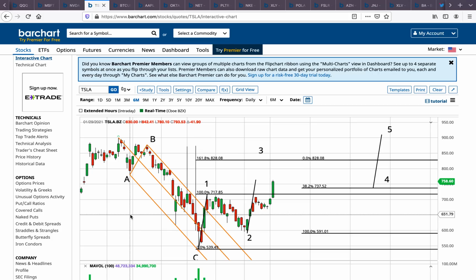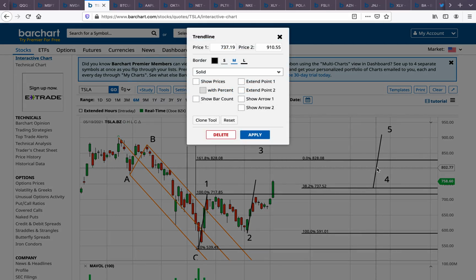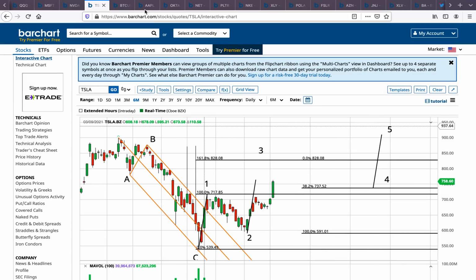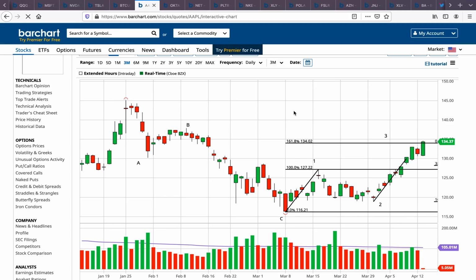Okay, so that's the Tesla count. Let's just say I really want to see this low of 667 hold as the low. We should see Tesla get above 828. Okay, that's a huge deal. That will confirm this is the wave 3 in progress. We'd be looking to buy a wave 4 dip, and then we take the length of wave 1, place it at wave 4, and then there would be no way to count Tesla where it doesn't break above a new all-time high.